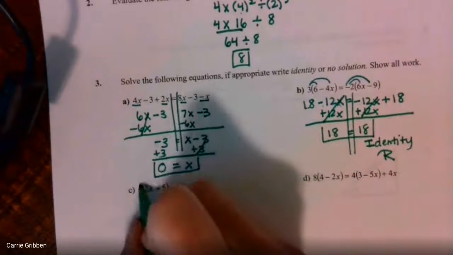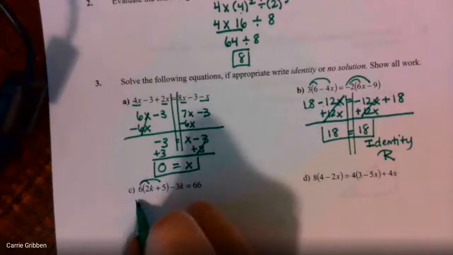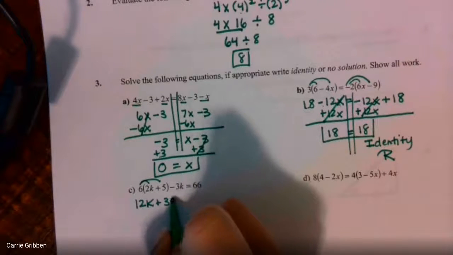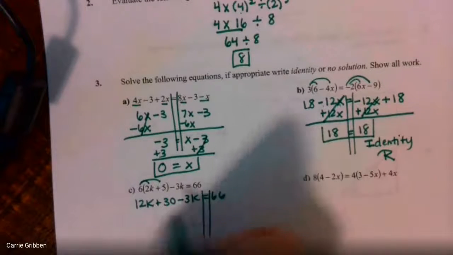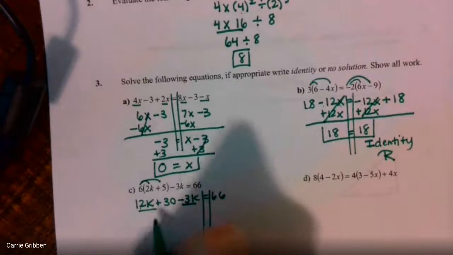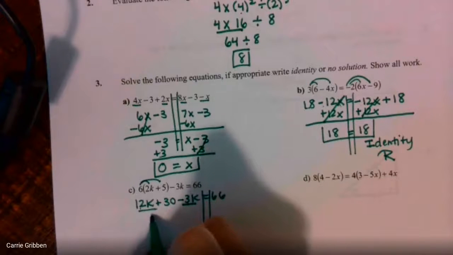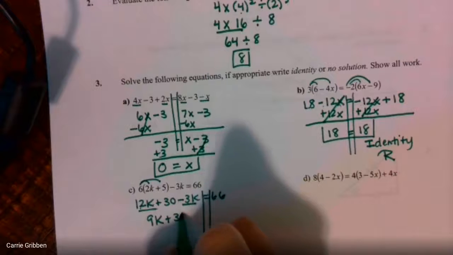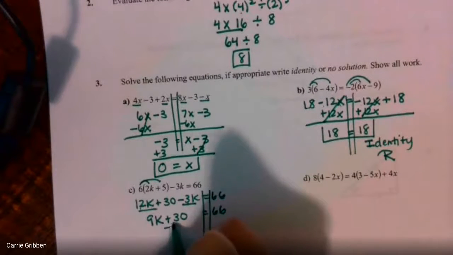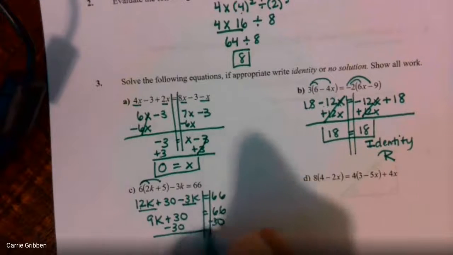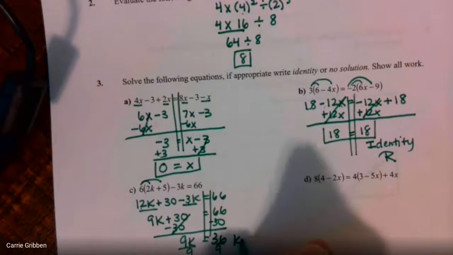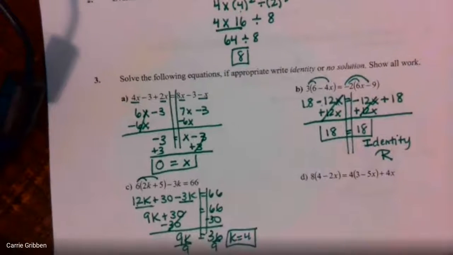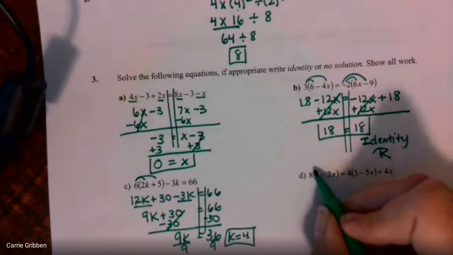Okay, third one, distributive property again goes first. So 12k plus 30 minus 3k equals 66. And this time, just combine like terms. So 12k minus 3k, I do that in my head. I don't write it down. And I get 9k plus 30 equals 66. Take away the 30. And then it's a straightforward 9k equals 36. Divide by 9. K turns out to be 4 for that one. One solution, easy peasy.